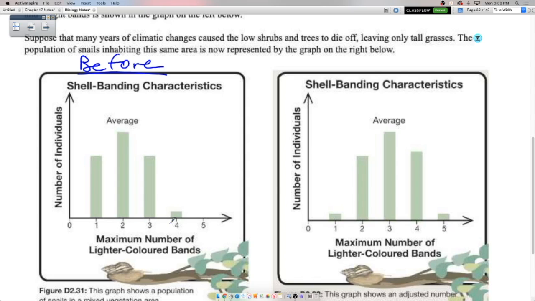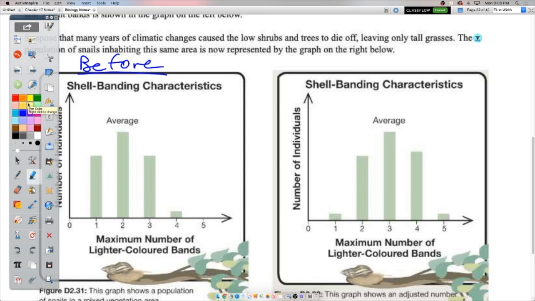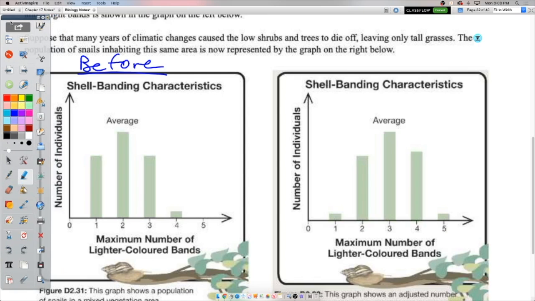Then it says that after many years of climatic changes, in other words, climate change, it causes the low shrubs and trees to die off, leaving only grasses. And then we come back and we count up the snails again and we count their bands. And this is what we see this time. We see now that, look, what used to be very popular, having 1 band, has become very unpopular, right? The whole graph has kind of shifted this way. 2 is still pretty popular, but it's not the most popular anymore. It's now more popular to have 1 more light band on your shell.